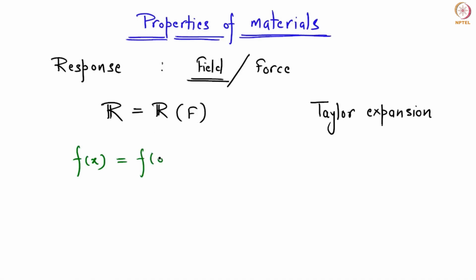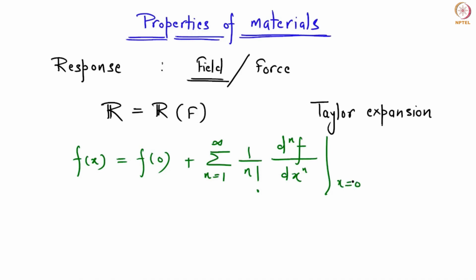We know that it is the function at 0, and then we do a summation for n equals 1 to infinity, and then we take the nth derivative of the function with respect to x, and we evaluate this entire thing at x equals 0, multiplied by x to the power n. So this is your Taylor expansion. This is the Taylor series.